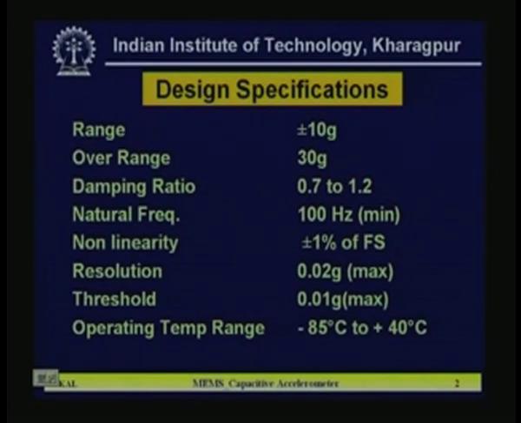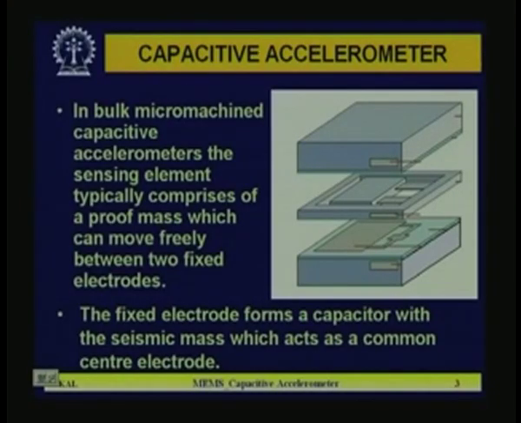So, with this specification, how do we proceed to design an accelerometer based on capacitive sensing? Now, the structure of the capacitive accelerometer is shown in the figure here, and this figure has 3 modules. You can see the middle piece is the sensing element and it comprises a proof mass, also known as a seismic mass, which can move freely between 2 fixed electrodes. What are the 2 fixed electrodes? One is held at the top and another is held at the bottom.